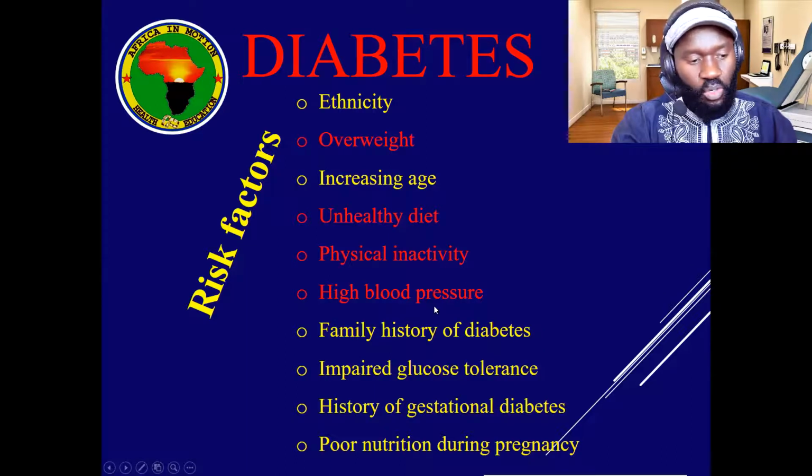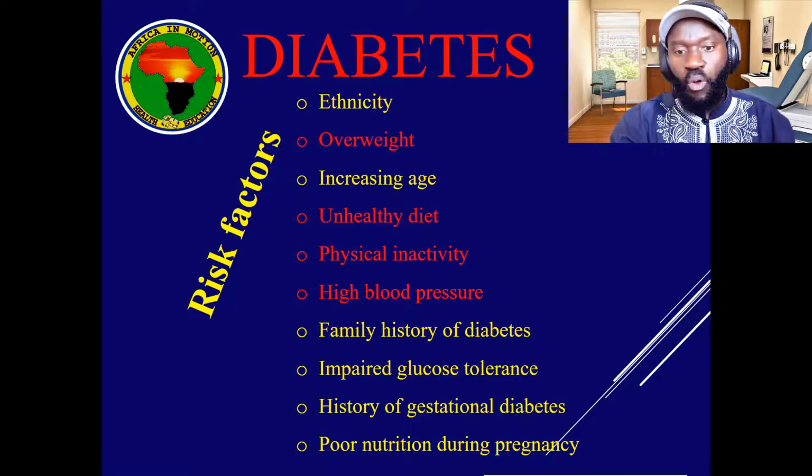Then high blood pressure. There is a very close link between high blood pressure and diabetes. We will see how they link, how one affects the other, and how all of them affect the whole body. The family history: we are talking about genetic factors. If you have a gene that causes malfunctioning of the pancreas and of insulin secretion, one understands what it would result in.